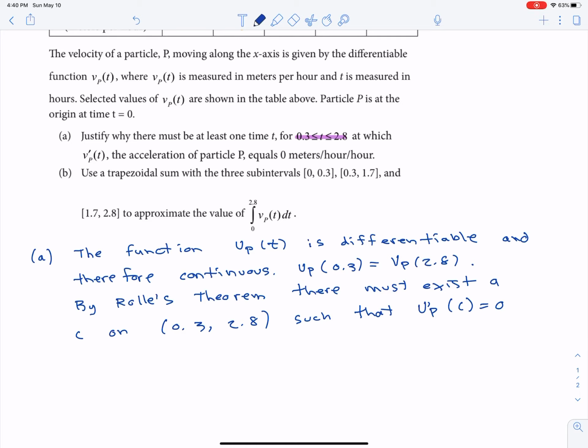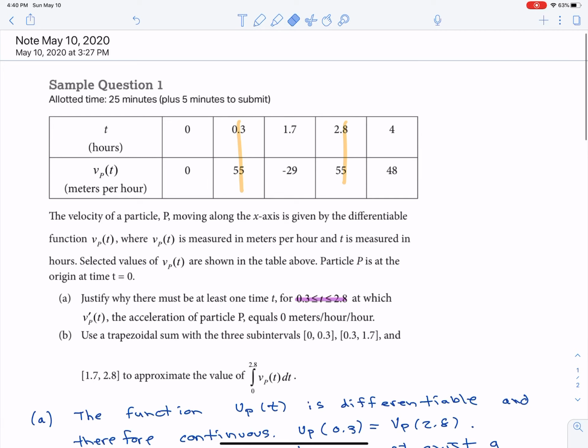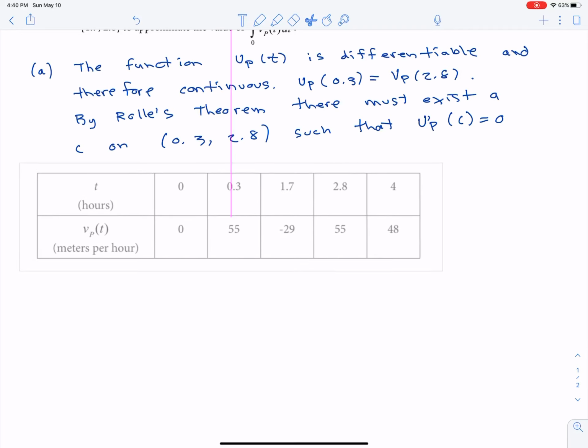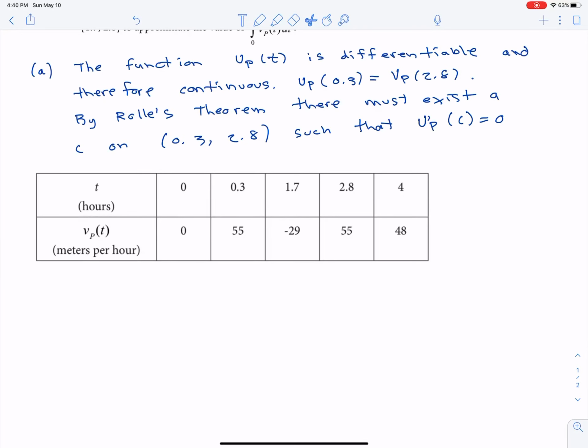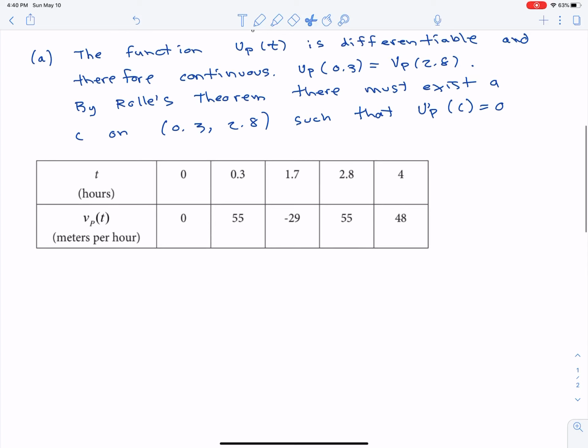Moving right along, letter B. Use a trapezoidal sum for those given pieces to approximate. Okay, I'm going to grab my table again for reference. Let's paste it. Okay, and we are going to do a trapezoidal sum that goes all the way to 2.8. So let's go and do that.